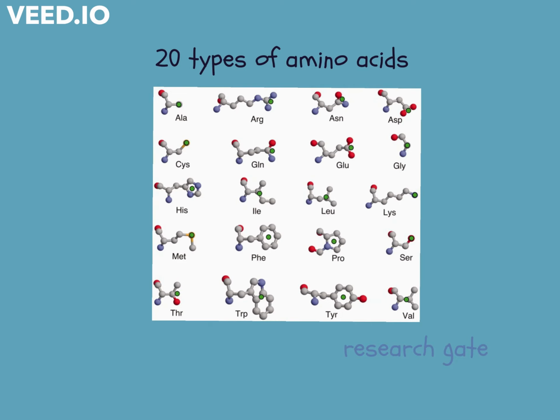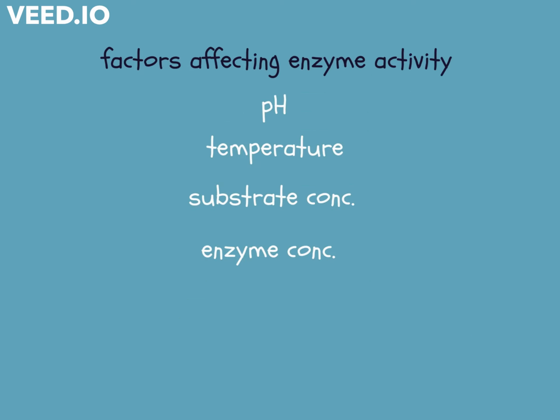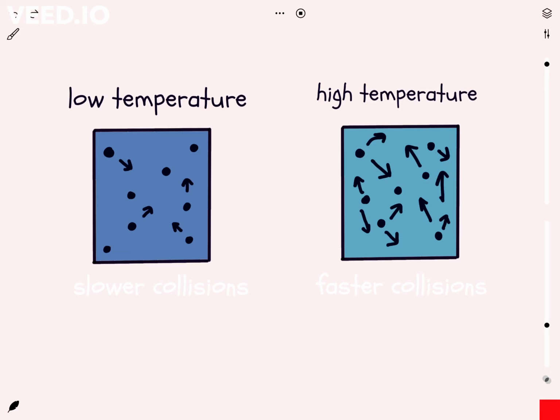So now that we know about what enzymatic reactions are, we can delve into what factors affect the rate of enzyme activity or the rate of reaction. Factors that you should know are pH, temperature, enzyme concentration, and substrate concentration. When the temperature is increased in a reaction, so is the kinetic energy. This increases the speed at which reactants collide, which increases the enzymatic rate of reaction.